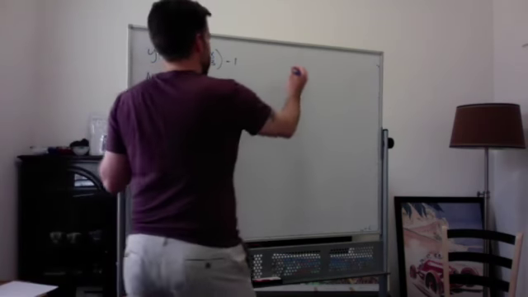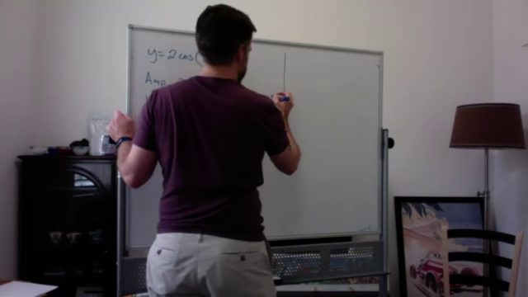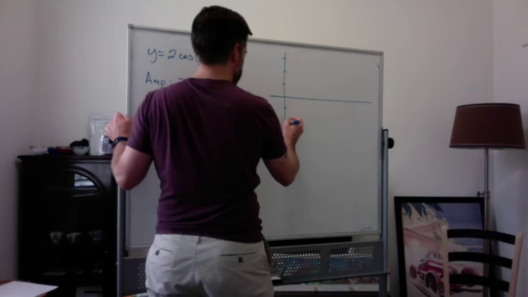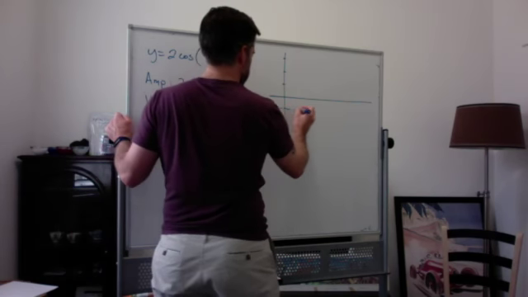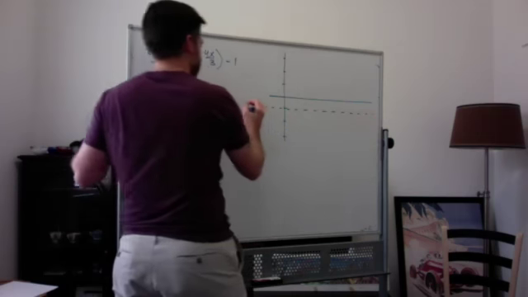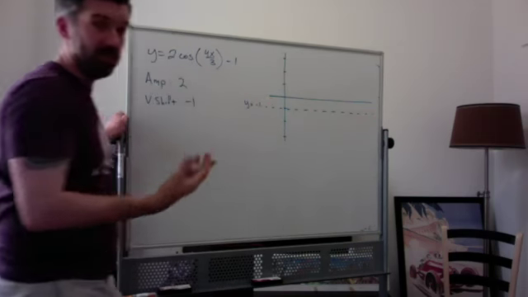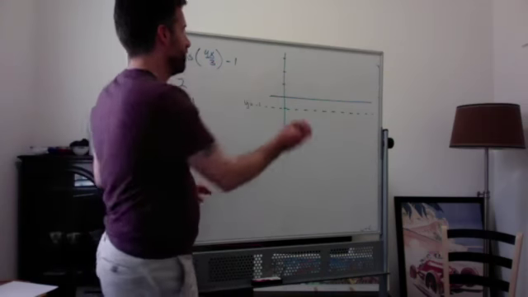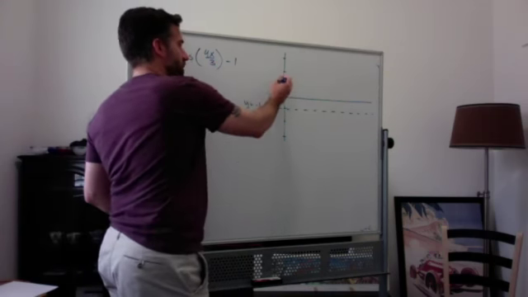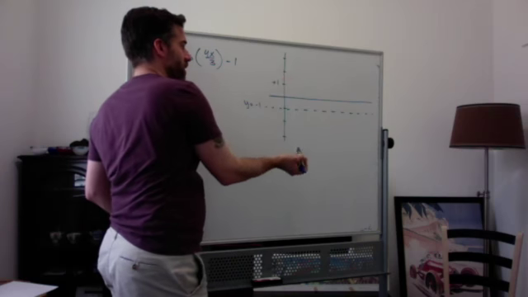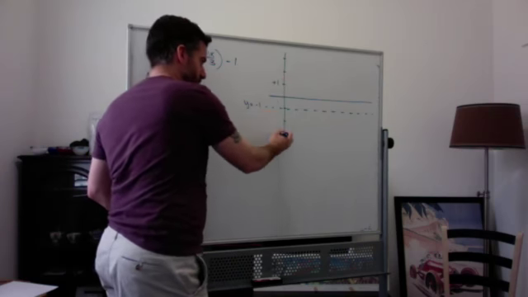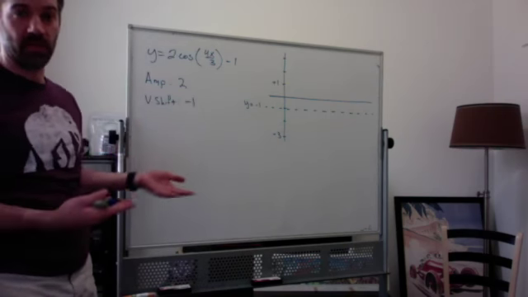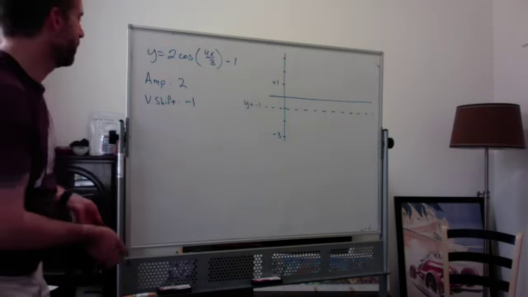So if I start graphing this, y equal to negative 1 is my new middle line. So I know cosine is going to start at the top, which is going to be 2 above. So we're going to be going as high as -1 plus 2, which is +1, and as low as -1 minus 2, which is -3. So we're always going as far above or below the middle line as whatever the value of the amplitude is.